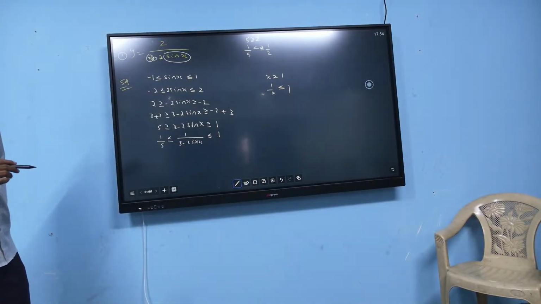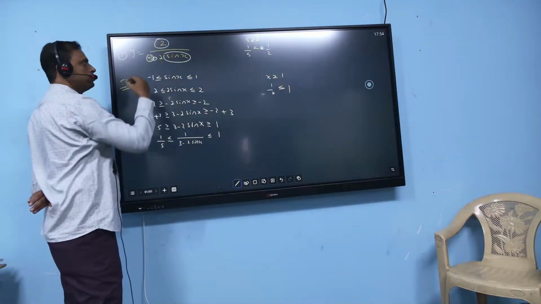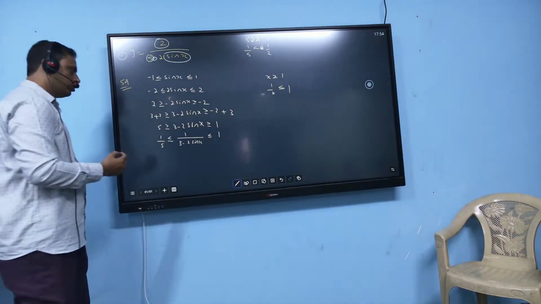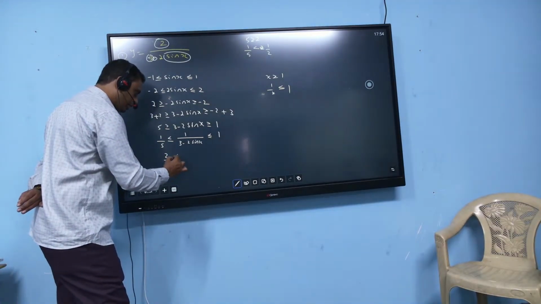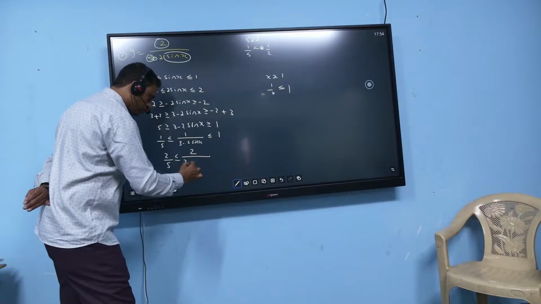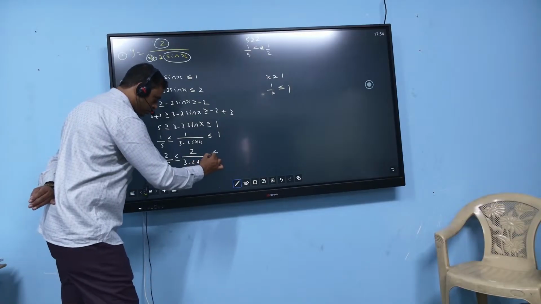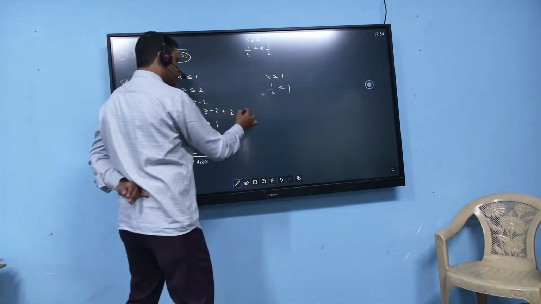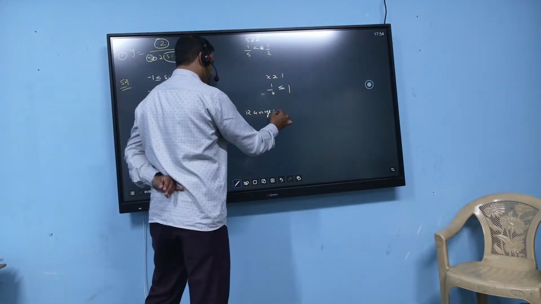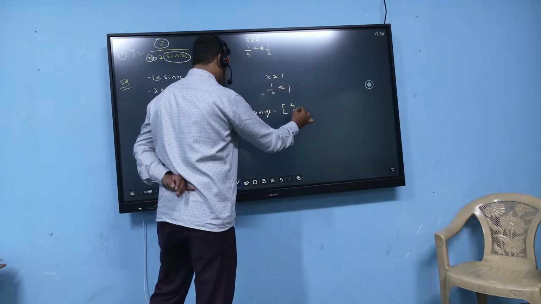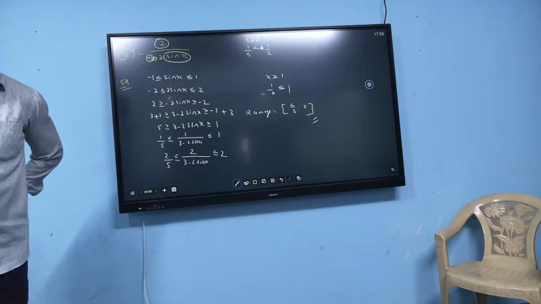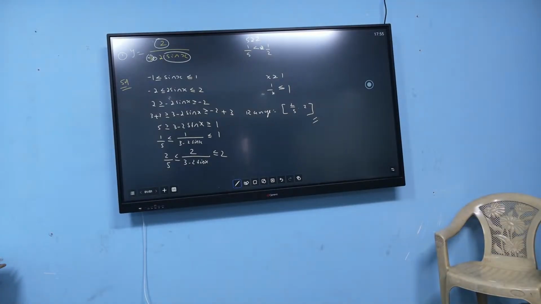Is this okay? Now what is left? Quickly tell me. So multiply by 2. You got the answer? So what is the range? Range is equal to 2 by 5 to 2. 2 by 5 to 2. Is this okay? Is this understood? Take down.